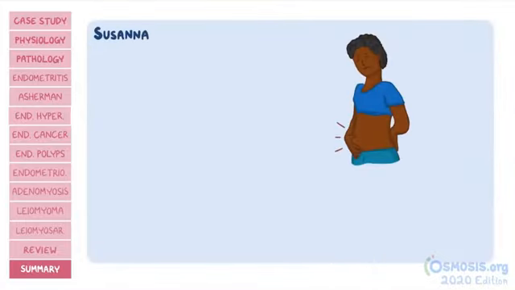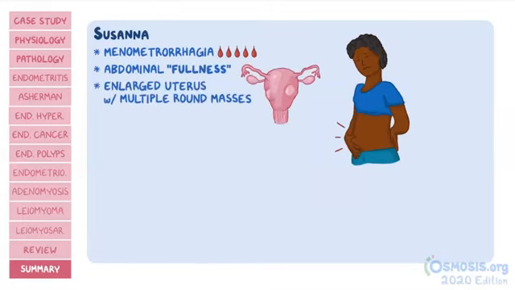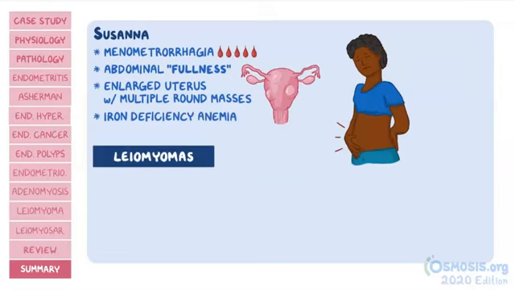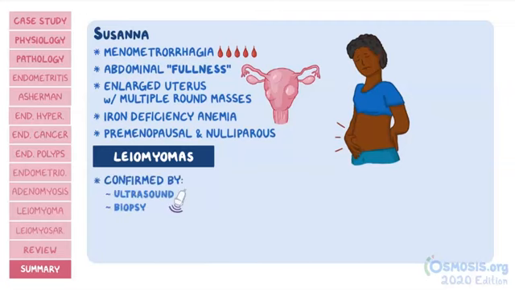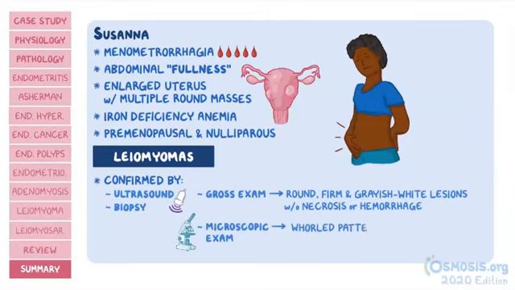On the other hand, Susanna presented with menometrorrhagia, a feeling of abdominal fullness, an enlarged uterus with multiple round masses, and iron deficiency anemia, which are all characteristic for leiomyomas. Other clues include that she's premenopausal and nulliparous, which are both related risk factors. This was confirmed by ultrasound and biopsy, where gross examination showed round, firm, and grayish-white lesions without any necrosis or hemorrhage, and microscopic examination revealed a whorled pattern of smooth muscle bundles with well-defined borders.